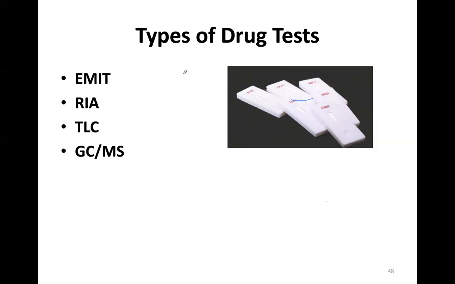Simply because the test is not sensitive to it. For example, if I'm doing fentanyl, I can go to the hospital and it's not going to show up. So the bottom line is that we have to know what we're testing for. And remember that for these tests, the EMIT and the RIA, the EMIT is the most commonly used. It's the fast screening test.